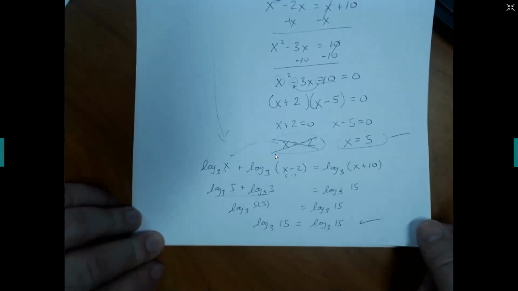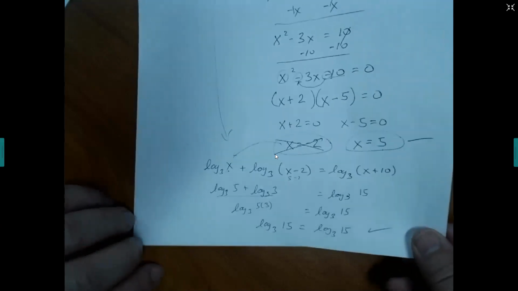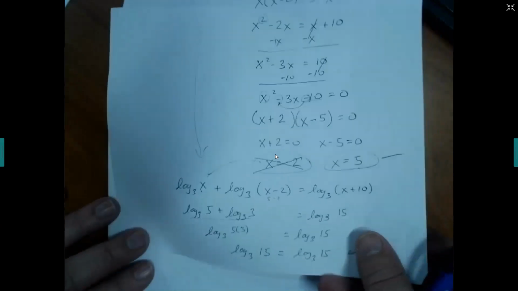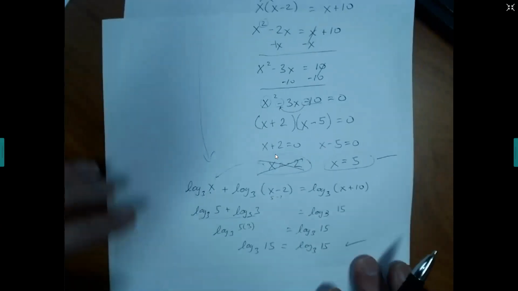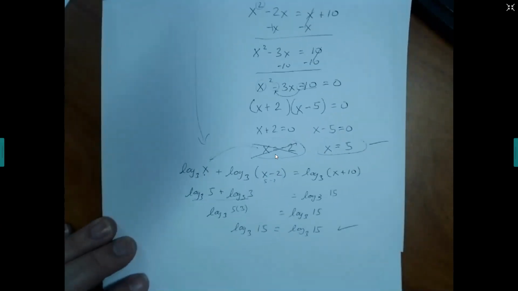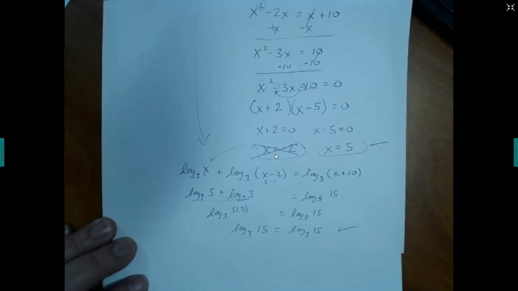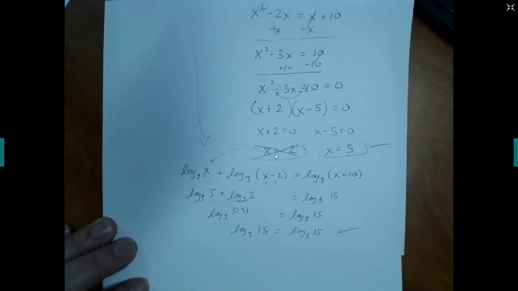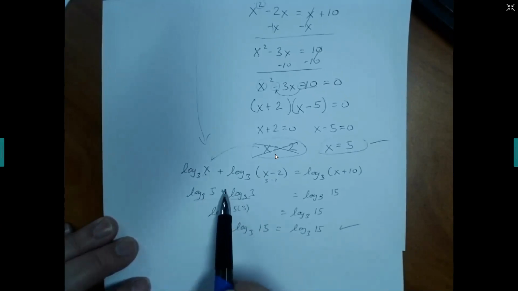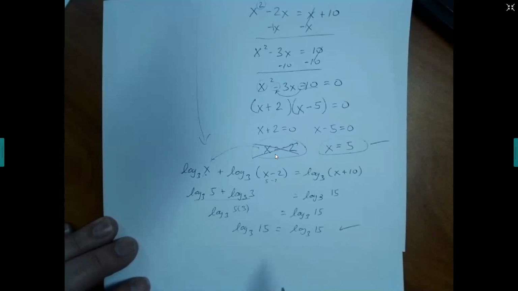Let's look at another example. Yeah, because they're the same log base 3s and they're added, so I can combine them as 5 times 3.